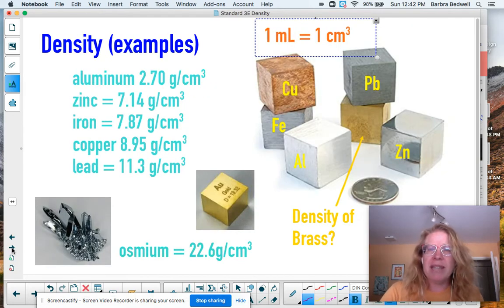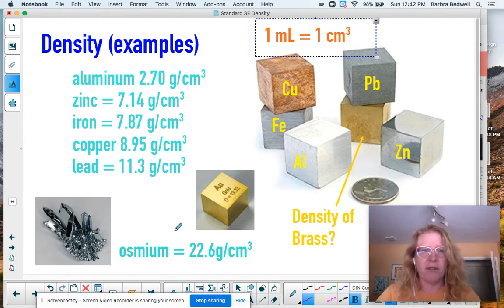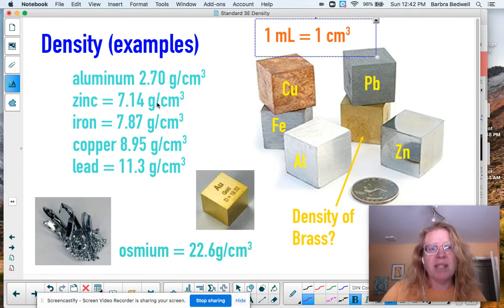So here are some examples of density just to give you some ideas of what density looks and feels like. At the top here I have that reminder that 1 milliliter equals 1 cubic centimeter. So when we're saying these densities in here, these are all related to a cube that is 1 centimeter on each side, or equal to 1 milliliter of each of these substances. You can see that there's a range of masses. Aluminum is relatively light. It's 2.7 grams per cubic centimeter. It's not very heavy at all.